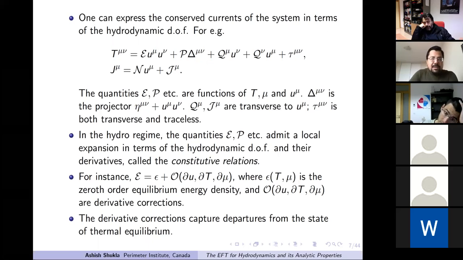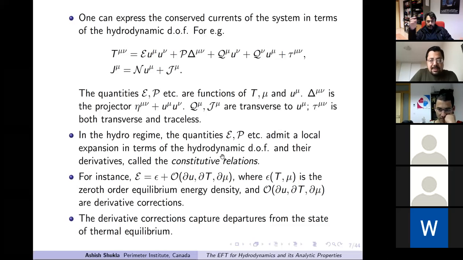Where hydrodynamics comes in is in the postulate that these functions that sit in these expansions, so this quantity E or P, etc., whatever coefficients sit here, can be expanded in terms of the hydrodynamic degrees of freedom, which are your chemical potential, temperature, and fluid velocity, etc., and their derivatives. Okay, so for example, I can write my curly E or script E as some equilibrium contribution epsilon plus corrections which are derivatives of the hydrodynamic variables.